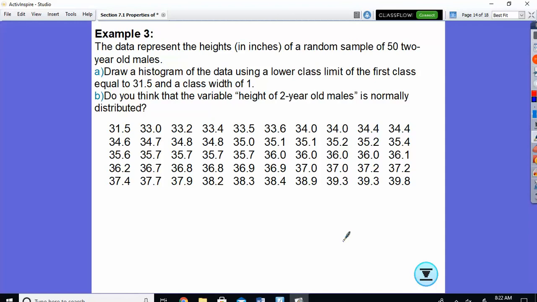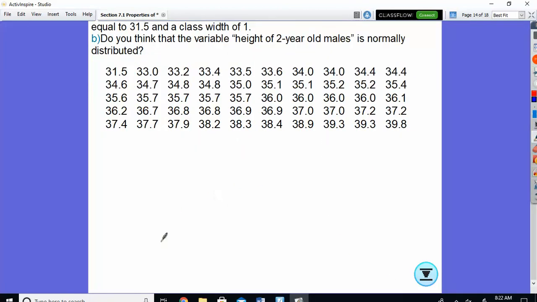Alright. Wouldn't be fun if I didn't give you a big, nasty set of data. So, we haven't done this in a while. Let's take a bunch of numbers here. This data tells me the heights of a random sample of 52-year-old males. I want a histogram of the data using a lower class limit of the first class equal to 31.5 and a class width of 1. It's been a while since we've done this, hasn't it? We've done them on our calculator. We can just as easily do it by hand if we're drawing our histogram, so it's really not going to be a big deal either way.